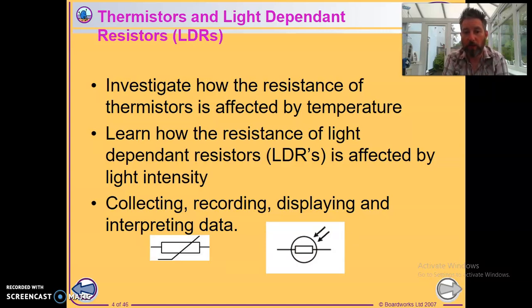The one on the right is the light-dependent resistor. How do we know? You can see the light coming into it. The one on the left still has the resistor symbol, but this time it has this line going through it. I think of that as like a thermometer or a temperature probe. That's how I remember it. It's not the easiest one to remember, that one.